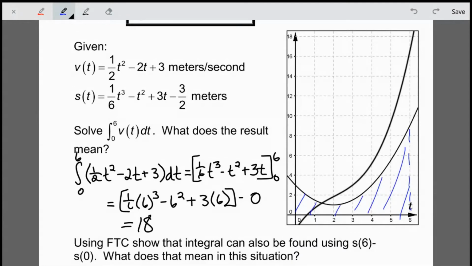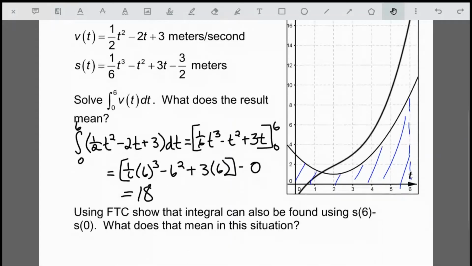So in the end here, we have two ways of looking at this. Now, I looked at this by actually taking an antiderivative using the fundamental theorem of calculus. Let's look at this in another way. So another way to interpret this is down here.